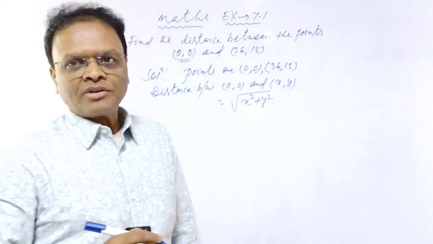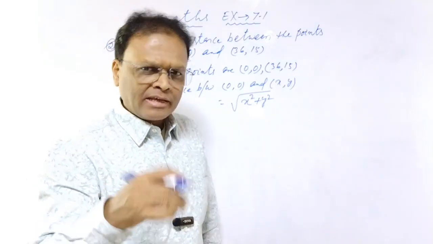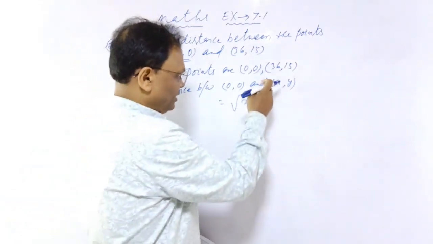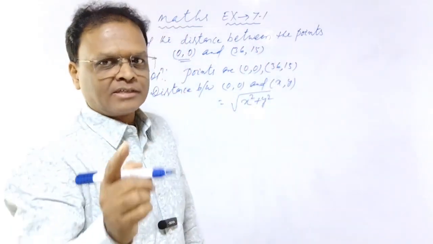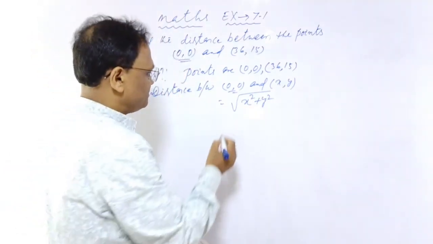When to use this formula? If you are going to find the distance between the origin and any point, let the point be x, y, the point whose coordinates are x and y. So this is the origin. In that case, I have to apply this formula.